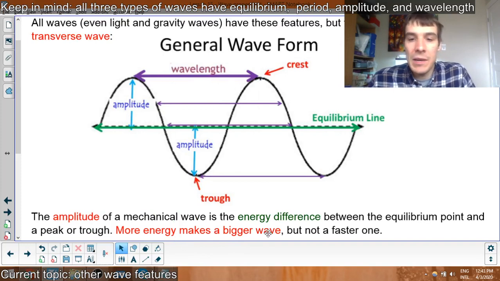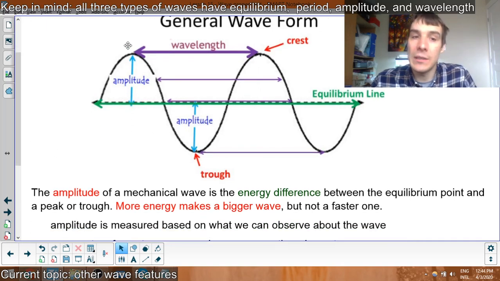More energy makes a bigger wave, but not a faster one, because you're moving further away, which means you get more returning force, but because you're moving further, that force has more distance to act over. And so it takes the same exact amount of time, whether you're far away or close, to get back to equilibrium. But it does lead to more energy in the wave.